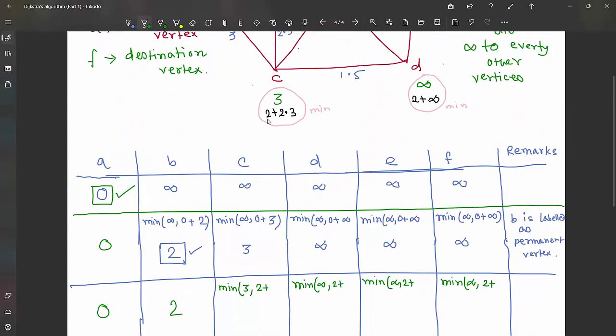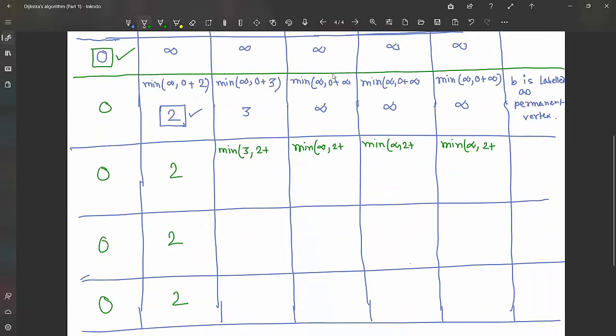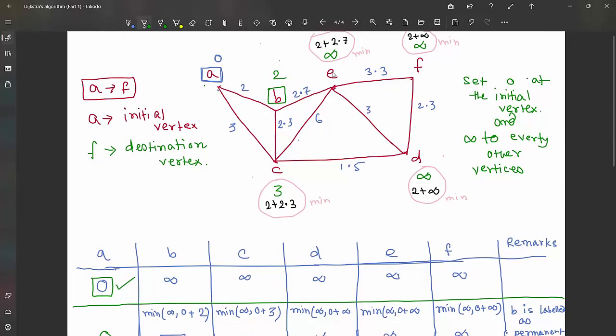Now we add the new distances here. From B to C it is 2 plus 2.3, from B to D it is infinity, from B to E it is 2.7, 2 plus 2.7, from B to F it is infinity. So the minimum value here is 3, here the minimum value is infinity, here it is 4.7, and here it is also infinity. Now again check the minimum of these minimum values, and it is 3, and this 3 corresponds to C. So now we are updating this with the minimum values: here 3, here infinity, here 4.7, and here infinity.